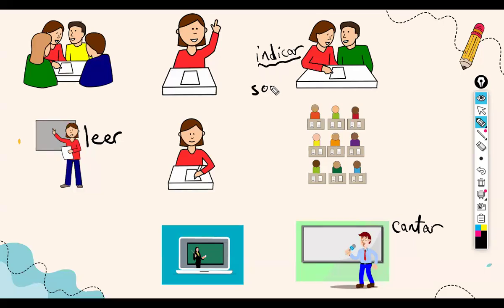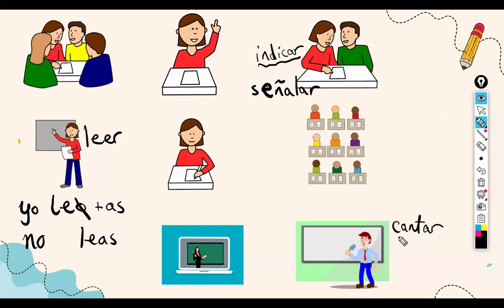Instead, try señalar, which is also to indicate, like to point out, right? All right, so leer, the yo form, yo leo, right? We take off the O and we add AS, so we get leas, and we say no leas. Good, great. A lot of y'all had this, excellent. Cantar, the yo form is canto, right? Take off the O and we add ES. We add the opposite ending. So no cantes, right?